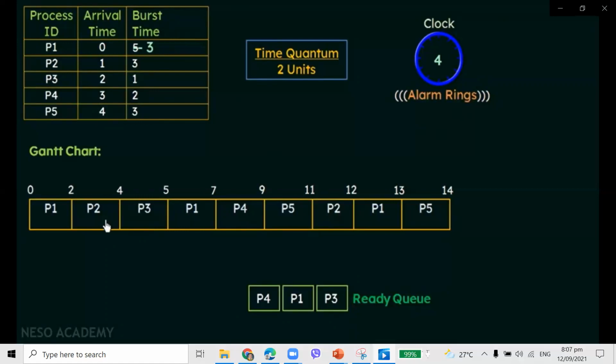So now which is the next process that should be given the CPU? We have to see the ready queue. So in the ready queue, P3 is at the head of the ready queue. So P3 will be given the CPU and P2 will be preempted.